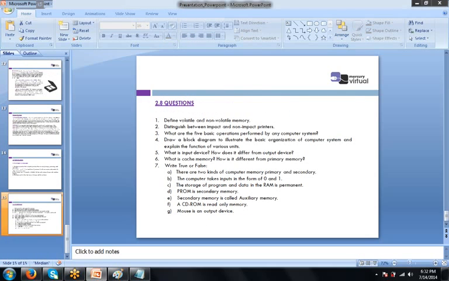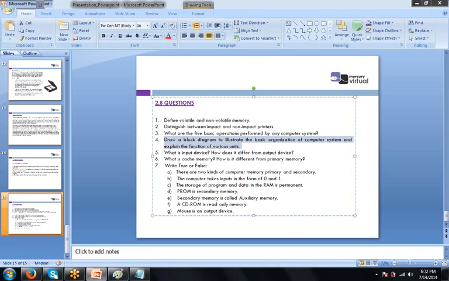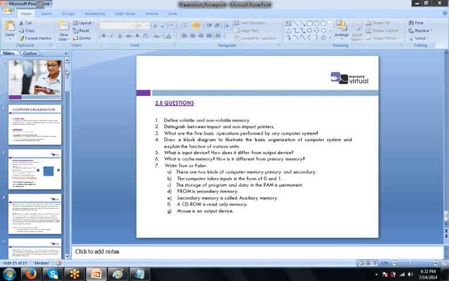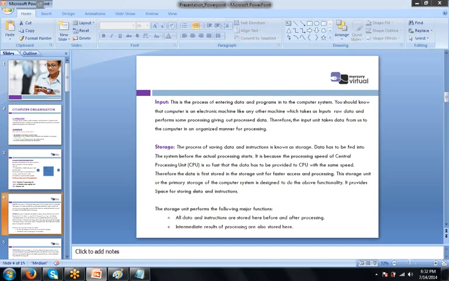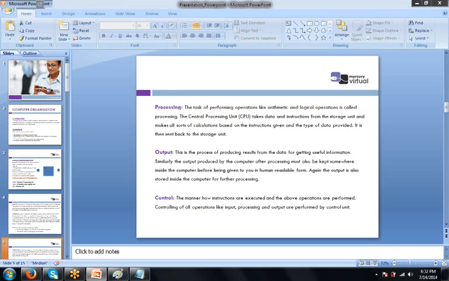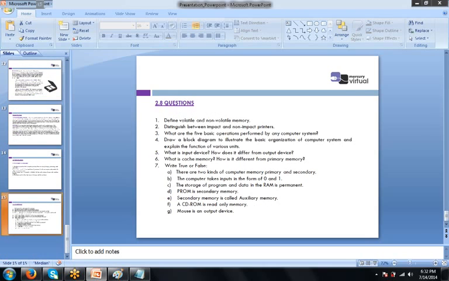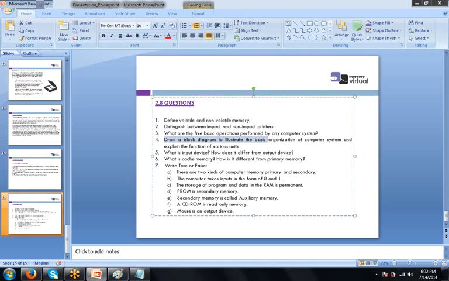Next question is, draw a block diagram to illustrate the basic organization of computer system and explain the functions of various units. This is a diagram and these are the basic explanations of these systems: input, storage, and then in another slide processing, output, controlling. This is the answer to the fourth question. It mentions explaining the functions of various units, meaning input, processing, CPU, ALU, CU.